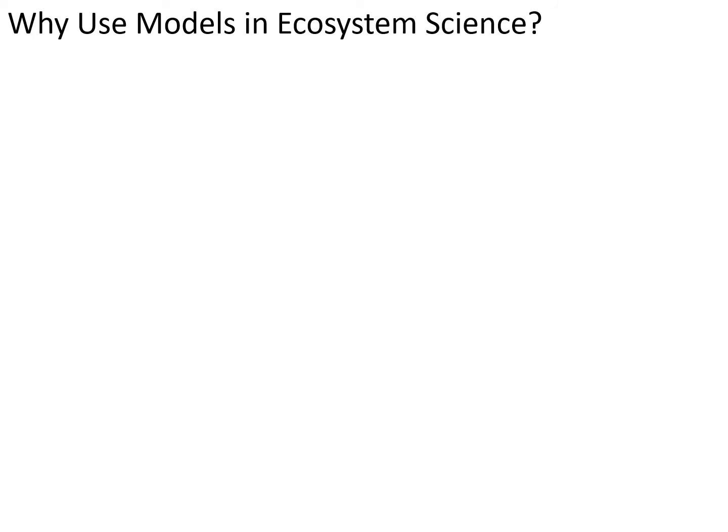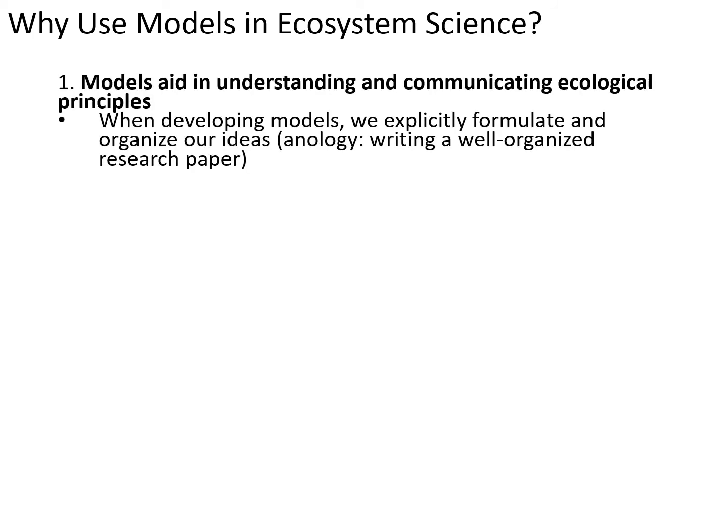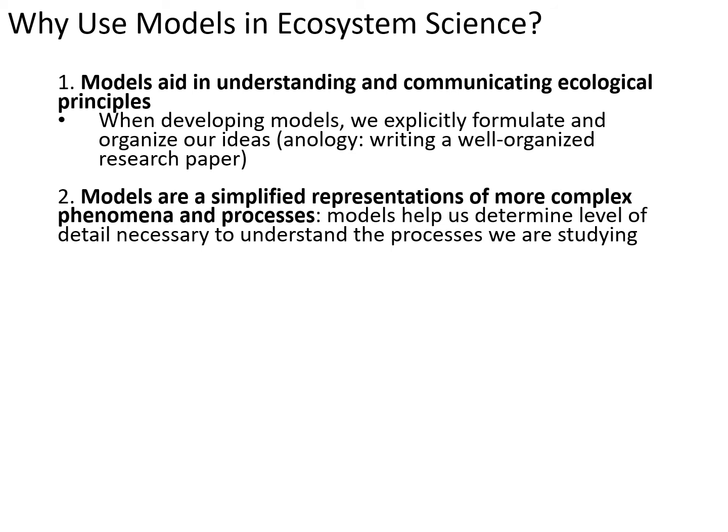Why use models in ecosystem science? They aid in understanding and communicating ecological principles. So when developing models, we explicitly formulate and organize our ideas. And so it's like writing a well-organized research paper. You're having to define what you think is important in a particular system, and how the things that you think are important are related to each other.